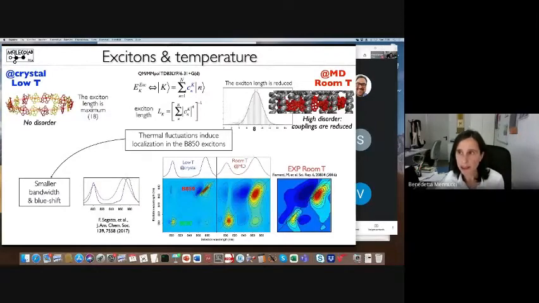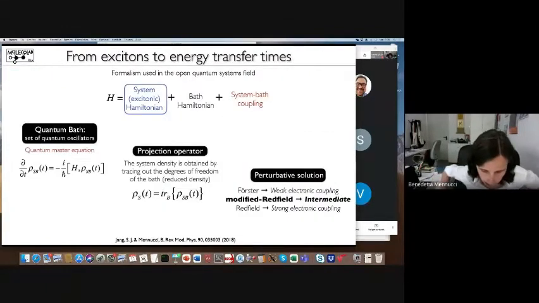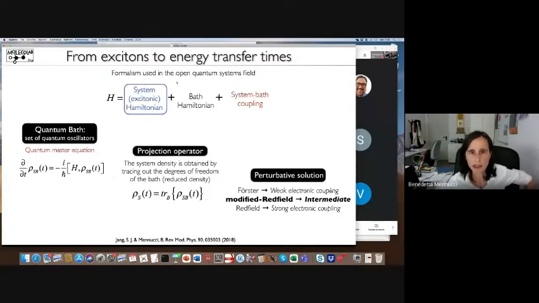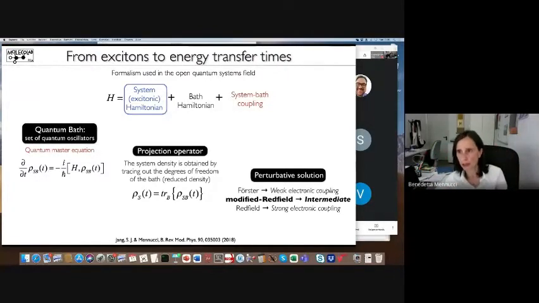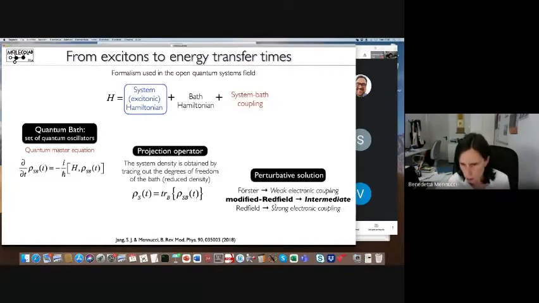But what about the transfer time? To calculate energy transfer time, we need a model. I don't enter into the details, but you can reconstruct transfer time using a formalism which is used in open quantum systems. So you assume that your excitonic system is coupled to a bath of quantum oscillators. You solve the quantum master equation in a perturbative way, and you get the transfer times. There are different perturbative approaches, the so-called Förster approach, the so-called Redfield approach. In our case, we used a modified Redfield approach, which is suited for this kind of system.